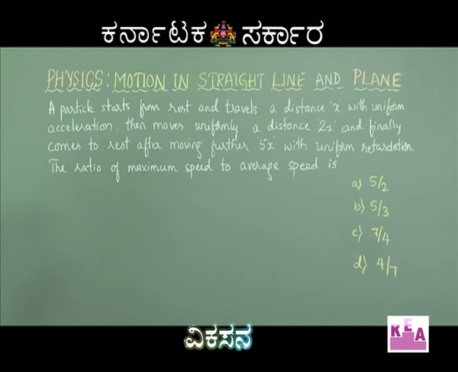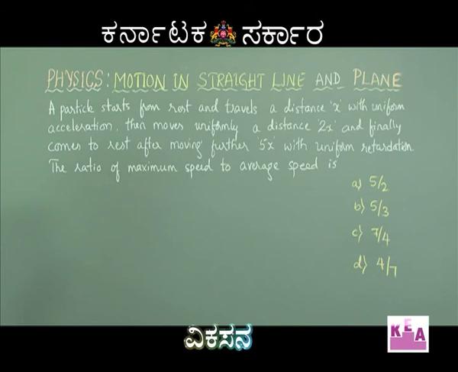To start with, I have taken a simpler problem. It goes like this: a particle starts from rest and travels a distance x with uniform acceleration, then moves uniformly a distance 2x and finally comes to rest after moving further 5x with uniform retardation. The ratio of maximum speed to average speed is: options 5 by 2, 5 by 3, 7 by 4 and 4 by 7. I think this is a problem based on average speed.